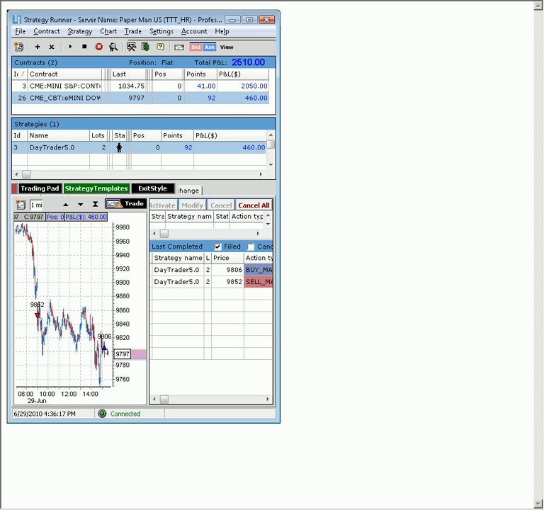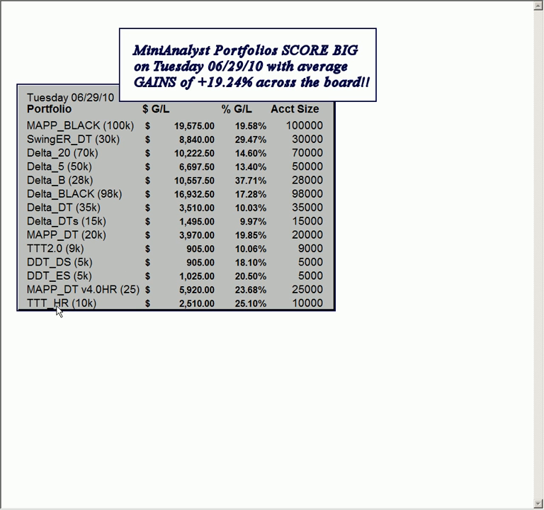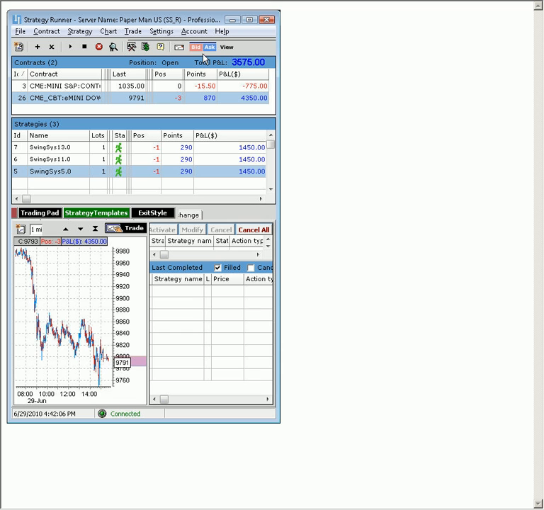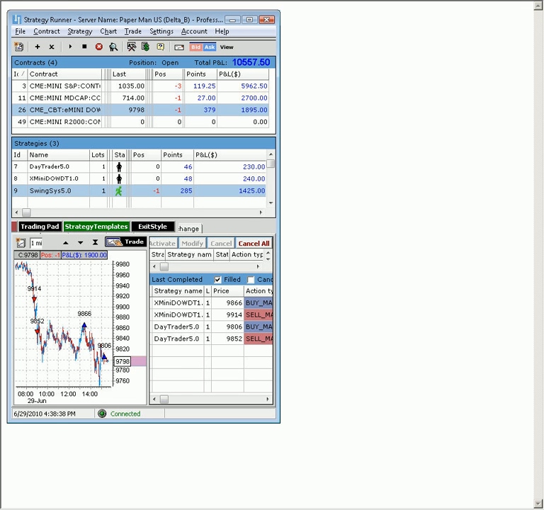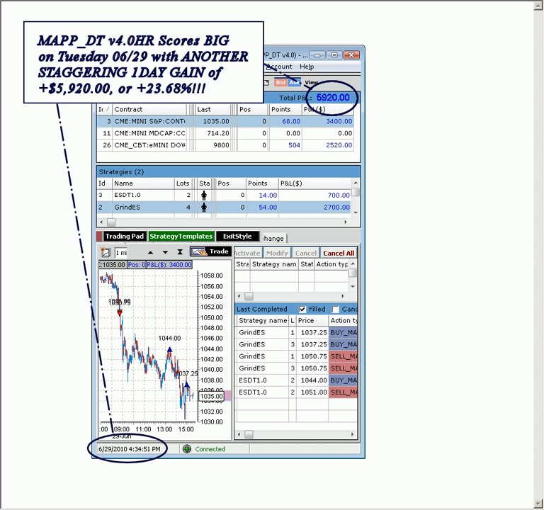There's the Triple Threat Trader HR. I'm actually looking for, here we go. TTTHR gains 25% on a $10,000 portfolio. MapDT version 4.8 HR gains $6,000. The leader was a staggering 40% gain in the Delta B. It's around here somewhere. SSR gained $3,500. There's the Delta B gaining 40%, almost $11,000. There's the MapDT version 4.0 HR gaining $6,000, 24% yesterday on the 29th day of June.